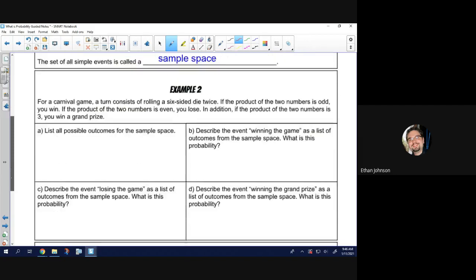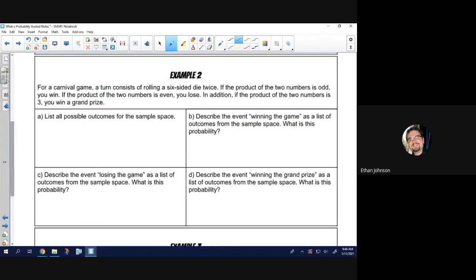For example, in example number 2, for a carnival game, a turn consists of rolling a 6-sided die twice. If the product of the two numbers is odd, you win. If the product of the two numbers is even, you lose. In addition, if the product of the two numbers is 3, you win a grand prize. Now remember, product means you multiply the numbers together. In part A, it wants us to list all possible outcomes for the sample space.